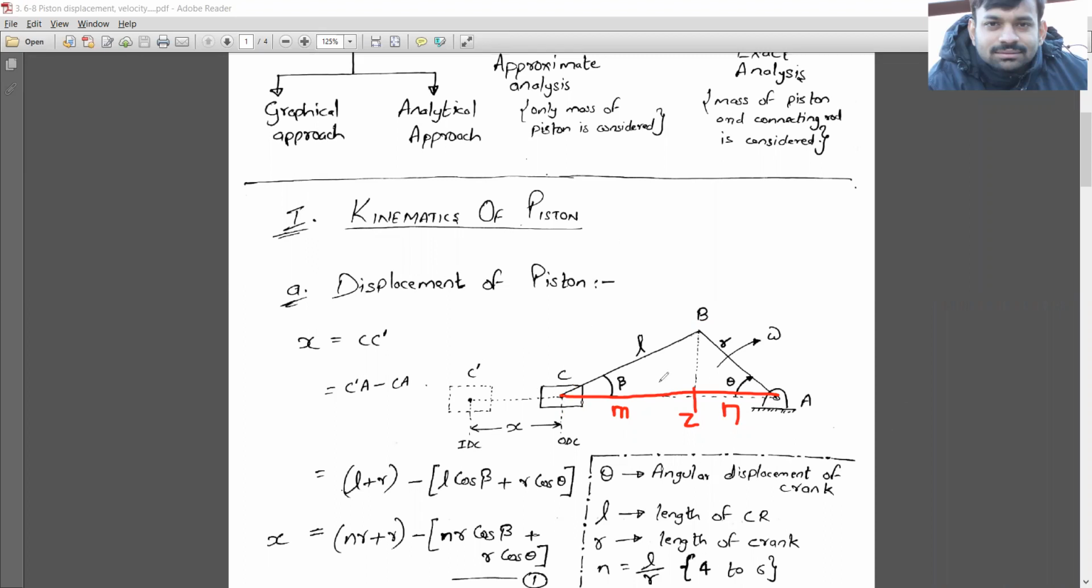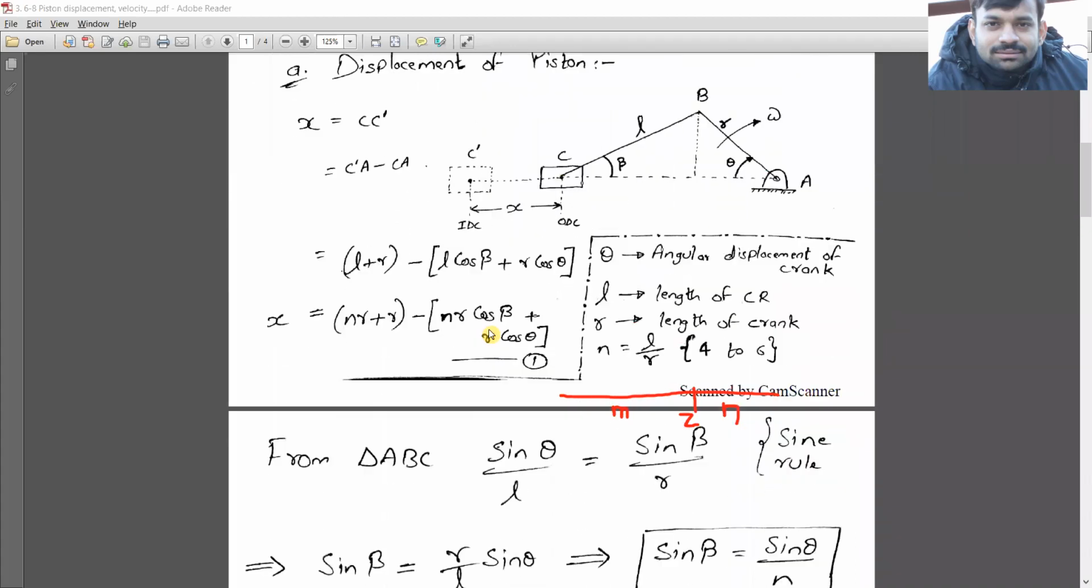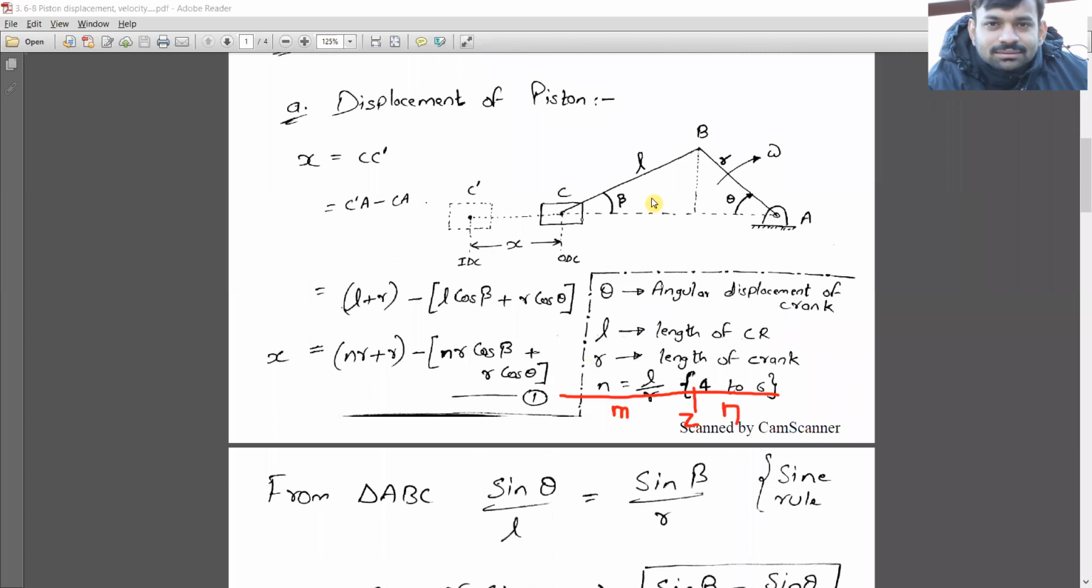Now to calculate these two values, M and N, I can use the properties of a triangle. You might be aware of the sine rule. What is the sine rule? Let me show you. So the sine rule looks something like this.